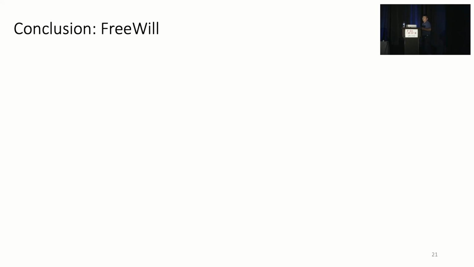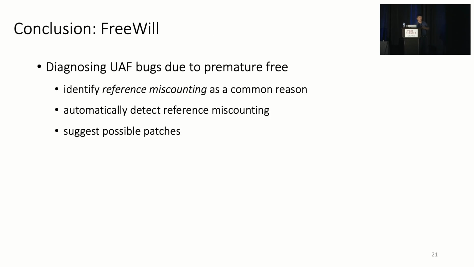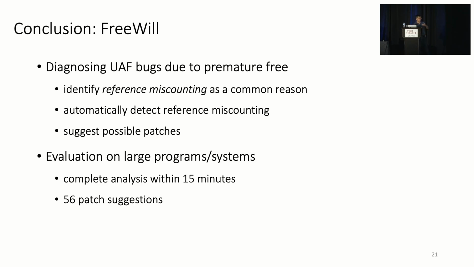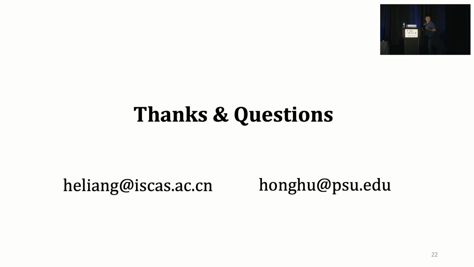So in summary, in this work, we propose a tool, FreeWill, that can diagnose use-after-free bugs due to premature free. And we identify that reference miscounting is a common reason leading to this problem. And we designed a tool to automatically detect reference miscounting, and we can suggest the possible patches. And we applied the tool on large programs and bugs, and we can finish this in reasonable time and with good patch suggestions. That's all I want to say, and thank you for your attention.